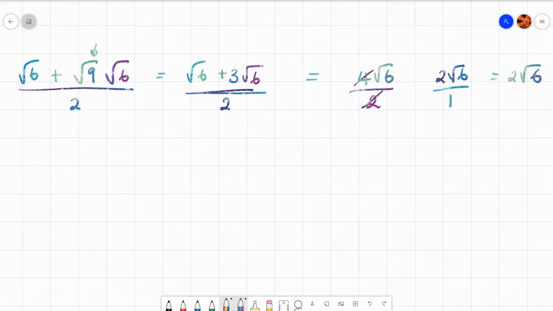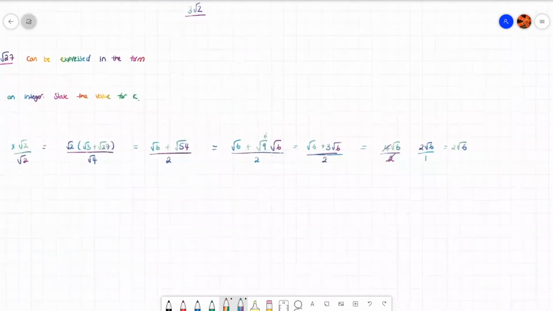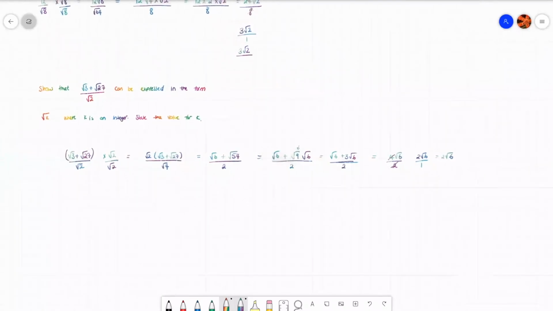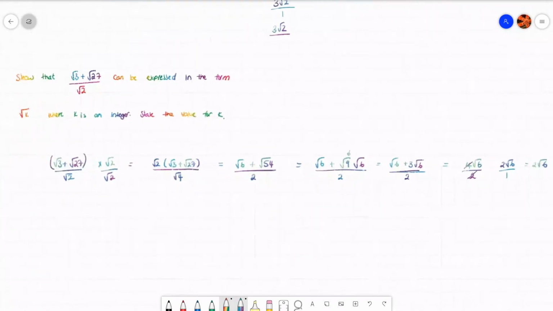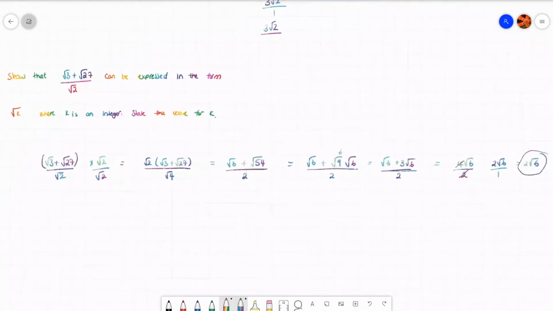Okay. Now, it says can be expressed in the form square root k, where k is an integer. So state the value of k. Let's have a look. We've got our value, which is 2 root 6. Now, a little bit of a tricky question here. They're asking for your answer as just square root k. Our answer, as you can see here, when we rationalized it, we end up with 2 root 6. They don't actually have a number here in front of the root k.